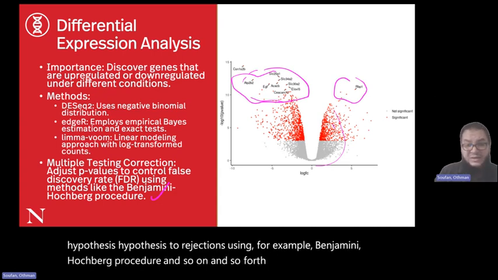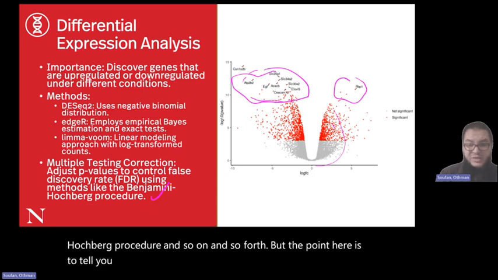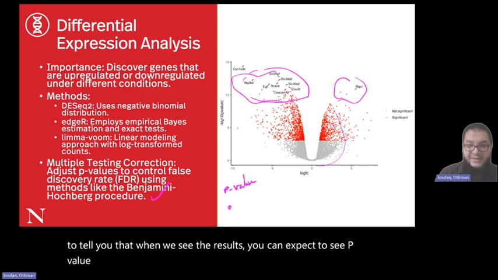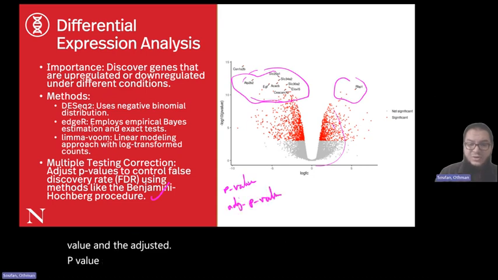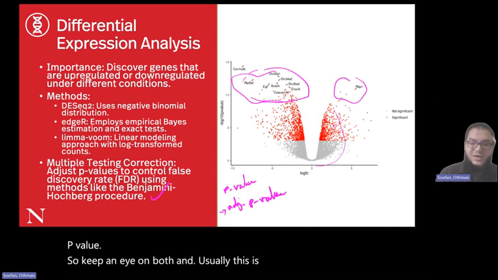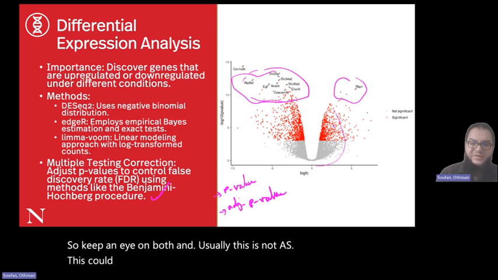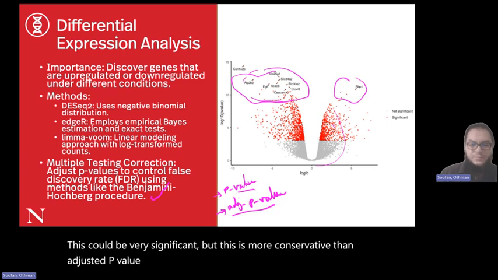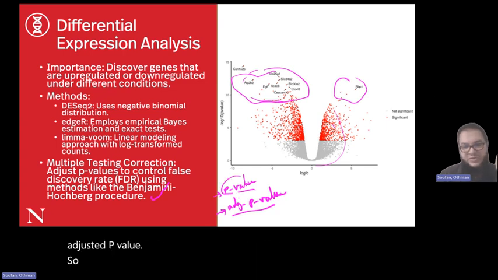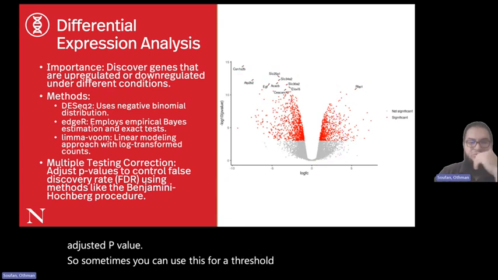But the point here is to tell you that when we see the results, you can expect to see the p-value and the adjusted p-value. So keep an eye on both. The p-value could be very significant, but the adjusted p-value is more conservative. So sometimes you can use this for a threshold, maybe sometimes you can use the other one.